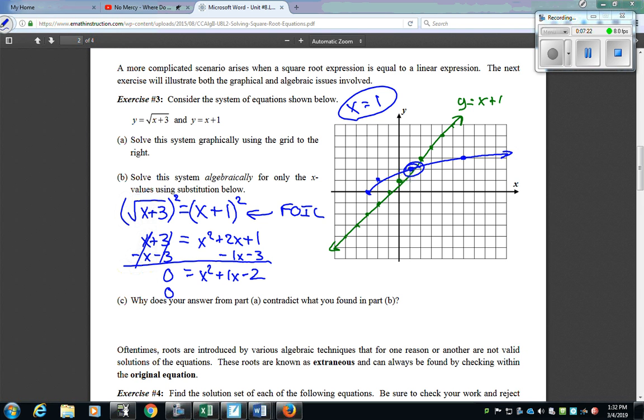So using some of the tools from Unit 6, our last unit we talked about, this will end up factoring into x plus 2 and x minus 1, which means I have zeros at negative 2 and 1. So now it says I have two answers, but we just found in the system, on the graph, we only had this answer. So they're saying this one, not going to work. So why does that contradict what we talked about?